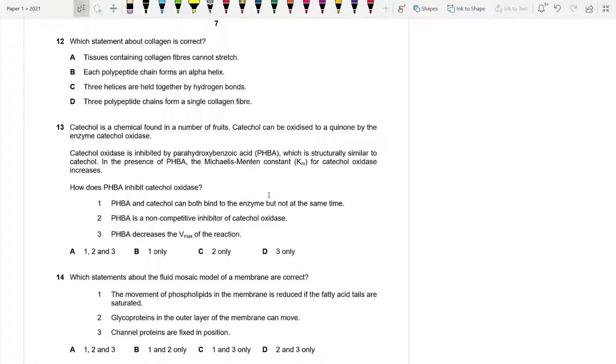3 helices are held together by hydrogen bonds. 3 polypeptide chains form a single collagen fiber. No. 3 polypeptide chains form a collagen molecule. Okay, C is the best answer.